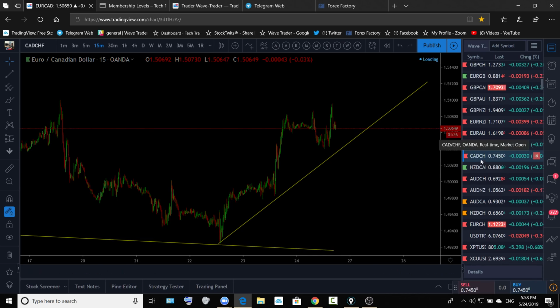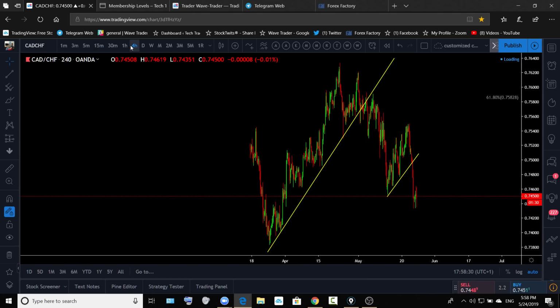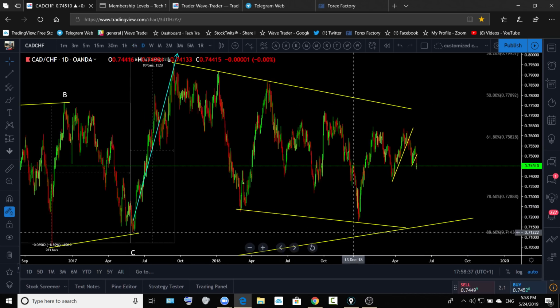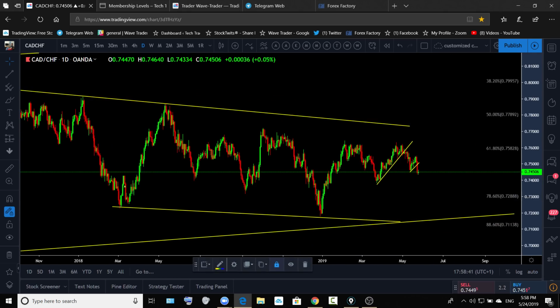Okay, so Cat Chief. Cat Chief has also broken out. Cat Chief broke the correction and is pushing lower. Currently we are looking for it to continue to go lower, all the way back to that bottom. But there is a possibility that it can still go back up for one more up move.